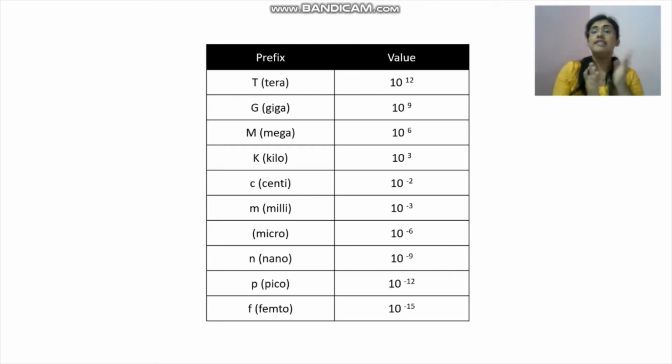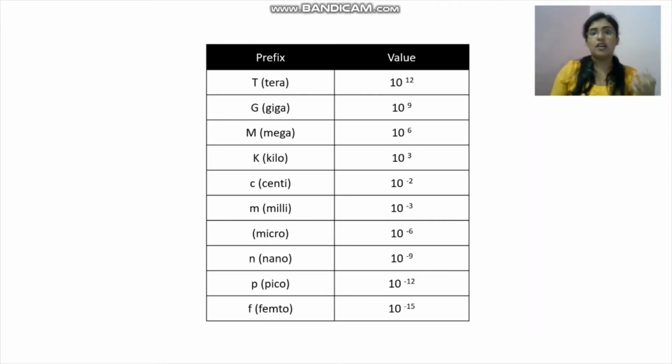So we start with tera, the positive values. Tera, or capital T, has a value of 10 raised to 12. 10 raised to 9 corresponds to the prefix giga. 10 raised to 6 corresponds to mega. And 10 raised to 3 is kilo. We all know that a kilogram is 1000 gram, so 10 raised to 3 corresponds to kilo.